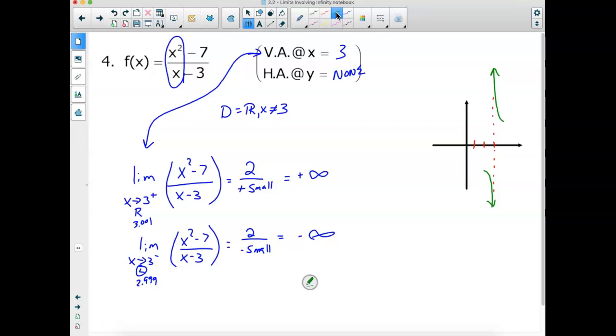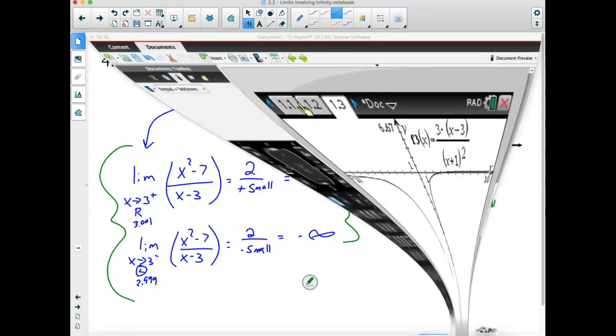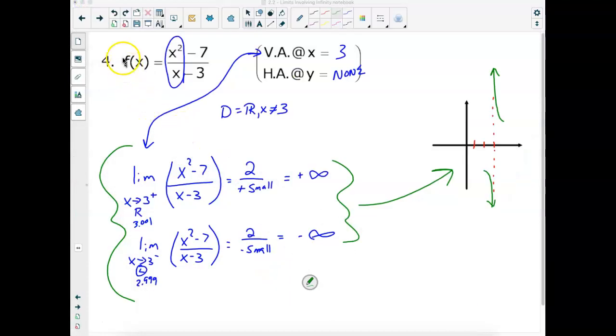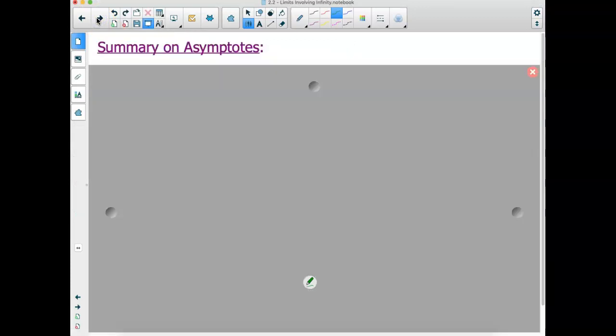This is what you should be able to show me for your analysis right here. This is my vertical asymptote analysis. It's beautiful, and this analysis tells us what we should see in our graph. Do we see that asymptotic behavior in the graph? Look at that. Left side's going down, right side's going up at 3. Beautiful.